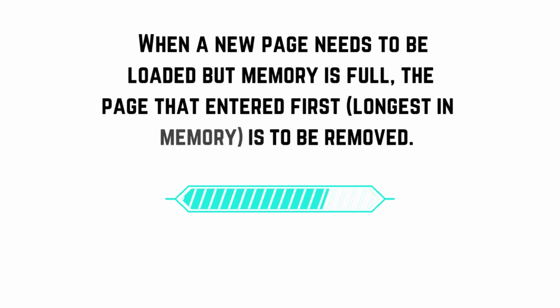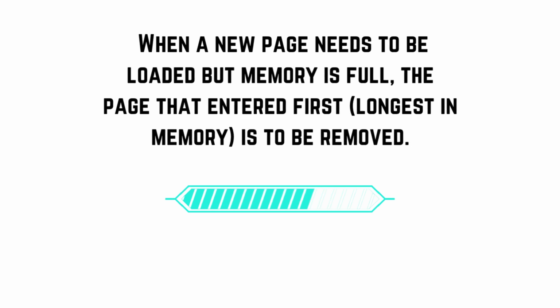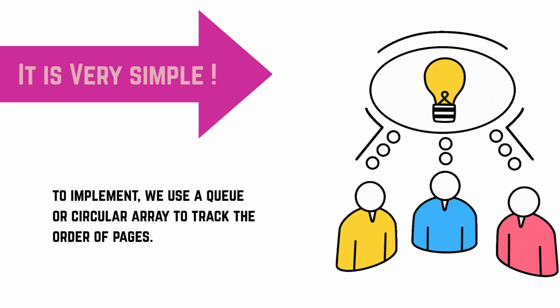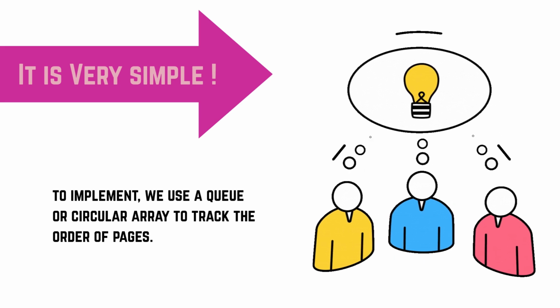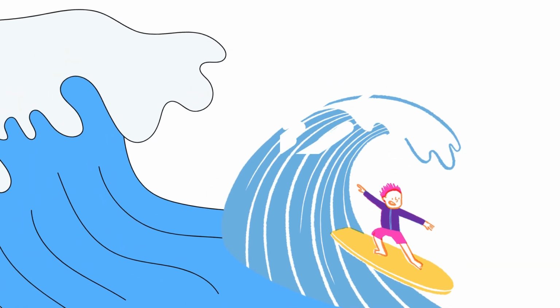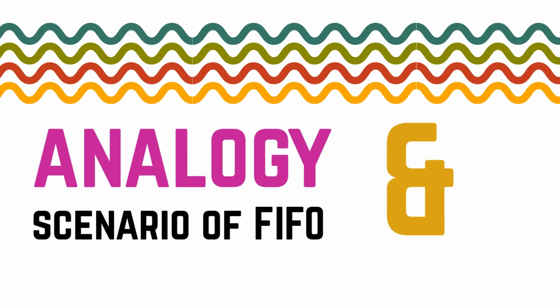When a new page needs to be loaded but memory is full, the page that entered first, longest in memory, is to be removed. But how to implement it in real life? It is very simple. To implement, we use a queue or circular array to track the order of pages. To deep dive in this topic, we are going to show you an analogy and scenario of FIFO. Now let's get into it.